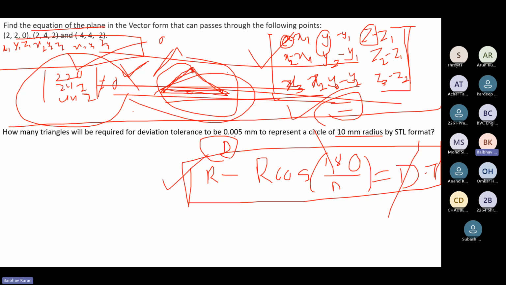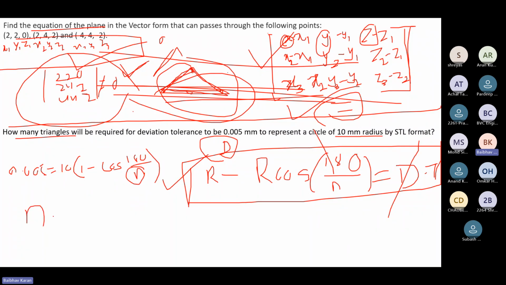It's given us 0.005. So 0.005 equals, if we take R common, R is also given here, 10 mm, R common (1 minus cos 180 upon n). Here n represents the number of triangles. How will you find the value of n?